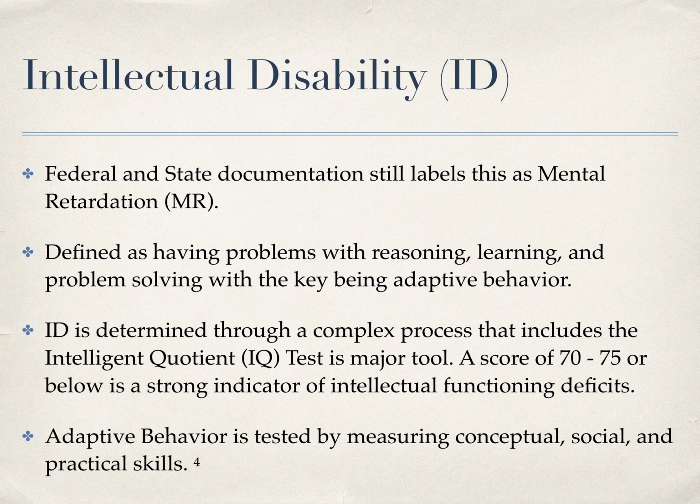And this is defined as having problems with reasoning, learning, and problem solving, with the key being problems with adaptive behavior. ID is determined through a complex process that includes the IQ test, which is a major tool. And if you get a score of 70 to 75, usually just 70 or below, it's a very strong indicator of intellectual functioning deficits. Now, adaptive behavior is tested by measuring conceptual, social, and practical skills.